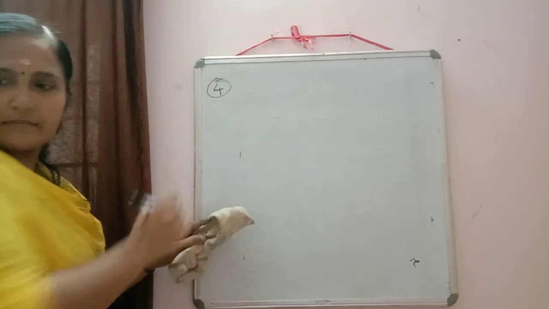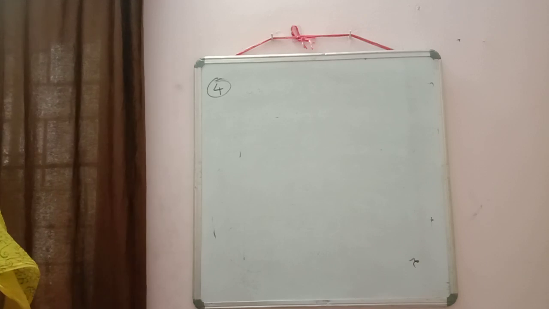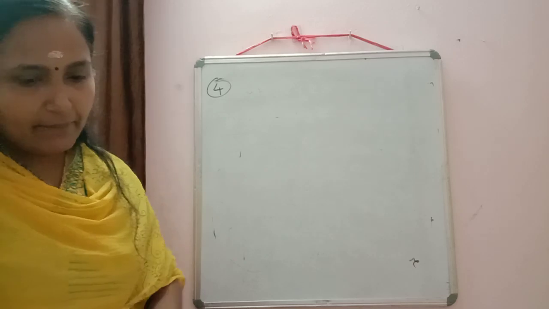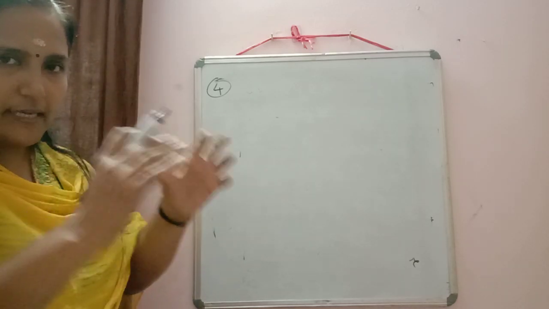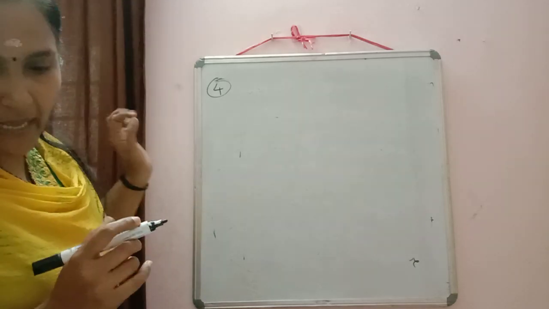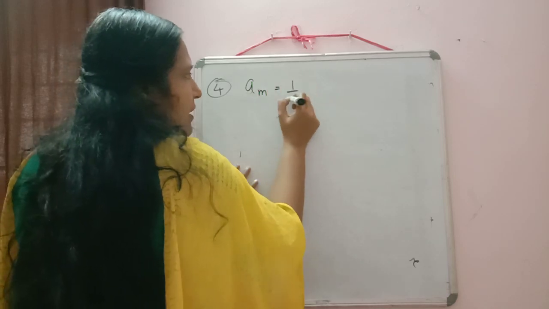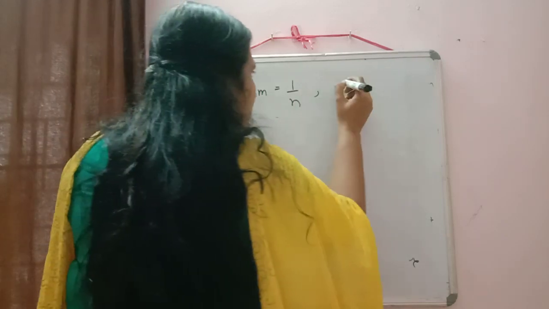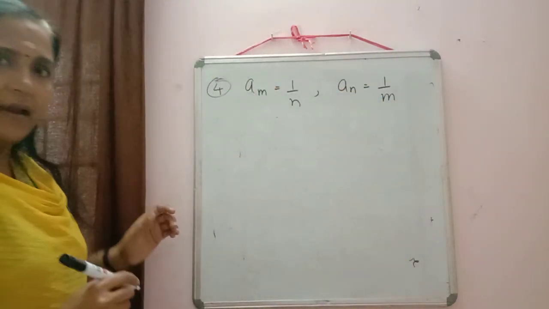Question number 4. Question number 4 is nth term of an AP is 1 by n. So again, what is given, that we are going to write. mth term is equal to 1 by n is given, and nth term is equal to 1 by m. These two informations are given.